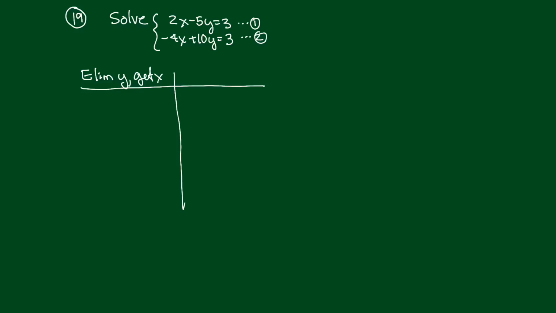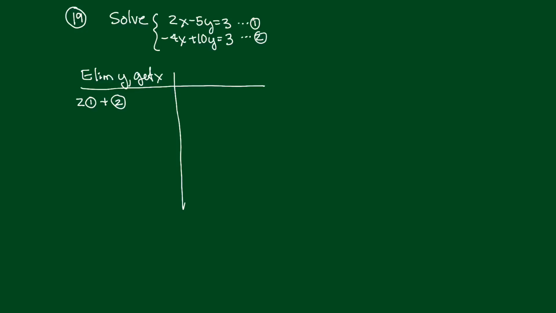So here's the plan. 2 times equation 1 plus just equation 2 itself, right? Because if I multiply that by 2, I'll have the negative 10, but I don't have to do anything to this. So it's just 2 times the first one plus the second one. And here's what it looks like.